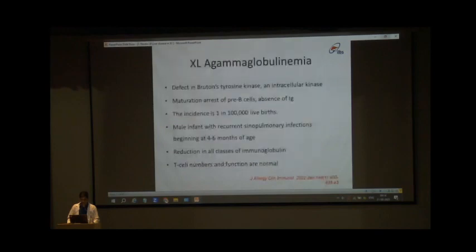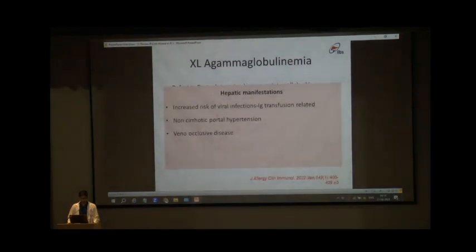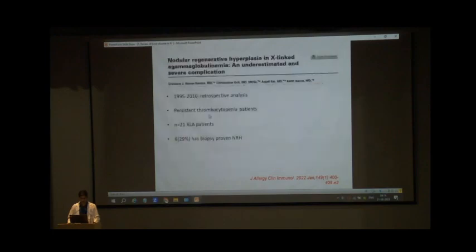sinopulmonary infections. Another primary immune deficiency leading to liver involvement is X-linked agammaglobulinemia. This is a defect in the Bruton's tyrosine kinase. The incidence is 1 in 1 lakh live births. It predominantly affects male infants with recurrent sinopulmonary infections. There is a reduction in production of the whole class of immunoglobulins, and hepatic manifestations include increased risk of recurrent viral infection, and also there is association with non-cirrhotic portal hypertension and veno-occlusive disease.